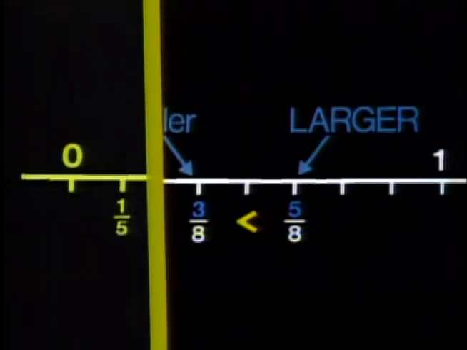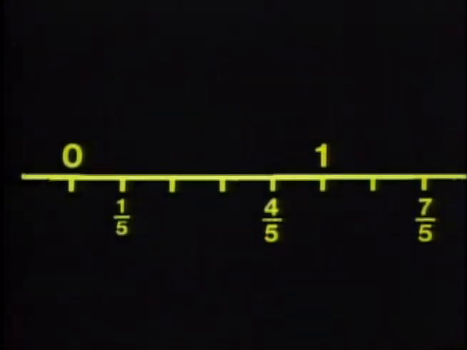Here we've plotted two fractions, 4/5 and 7/5. The denominators are the same. And of the numerators, 7 is larger than 4. And sure enough, you can see for yourself that 7/5 is to the right of 4/5 on the number line. Conclusion, 7/5 is the larger number.